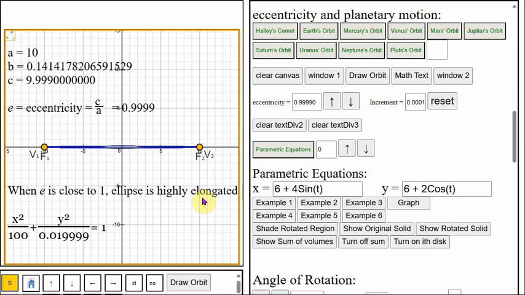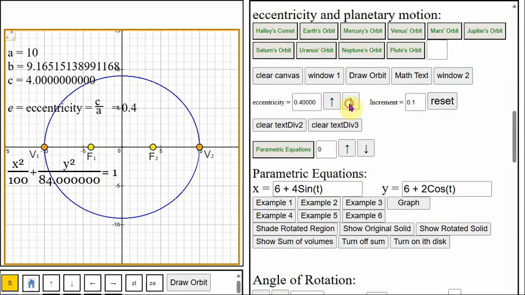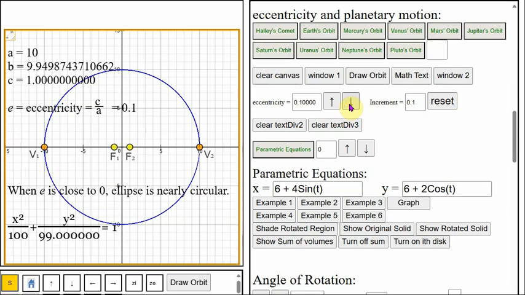And now let's move the other way. Make the eccentricity move closer to 0. So here's the ellipse with the eccentricity of 0.1. And we can see that it's very circular. And now let's make the eccentricity even smaller. Here the eccentricity is 0.01, and we can see that it's becoming even more circular.